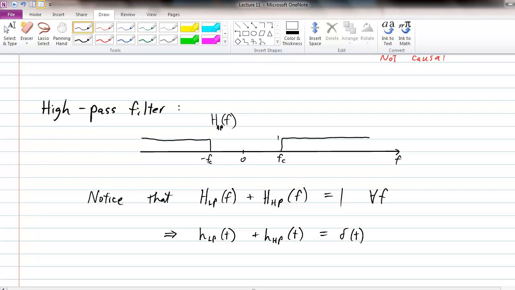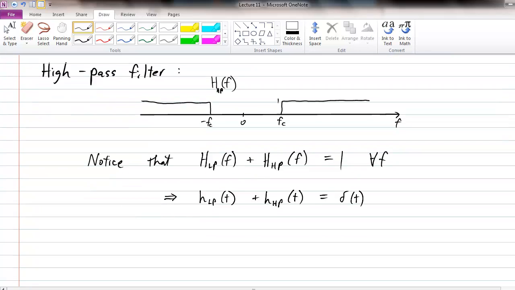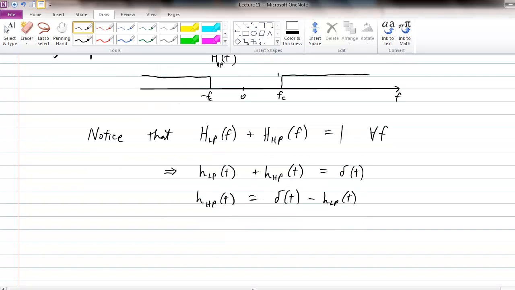Okay, so here's what we have. We can say that h high pass of t equals delta of t minus h low pass of t. So this is a funky looking impulse response here, the ideal high pass filter. It's got a delta function here, height 1, and it's got a sinc that's negative.